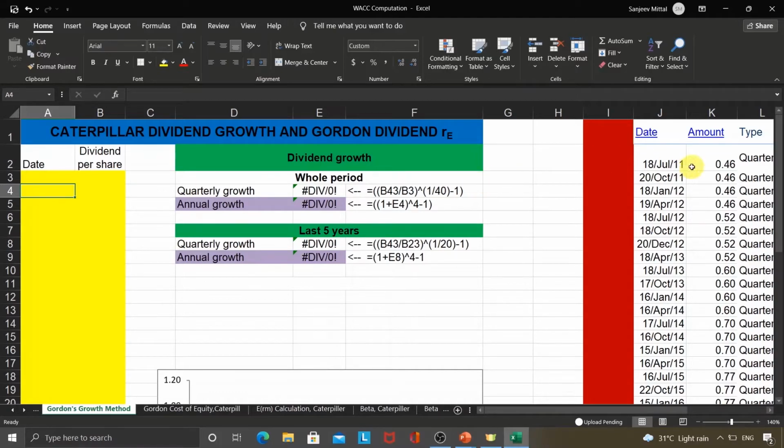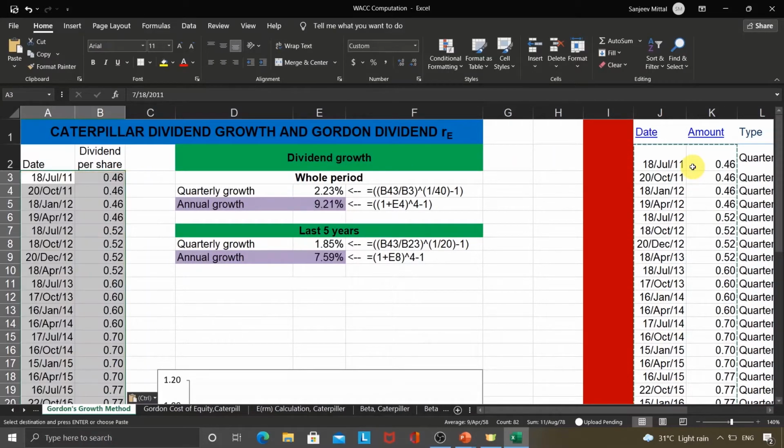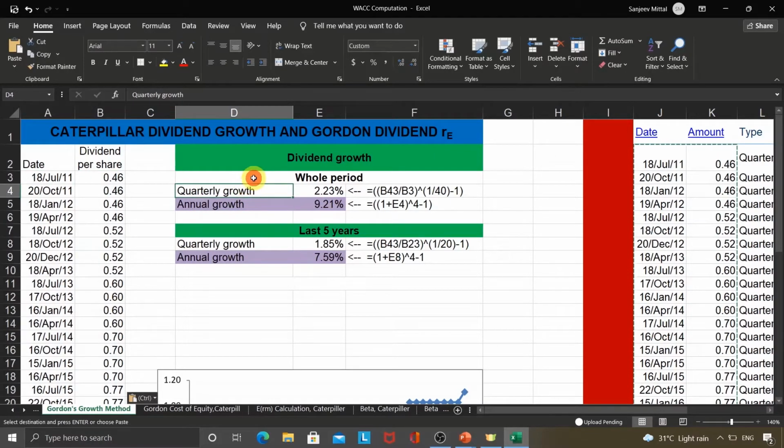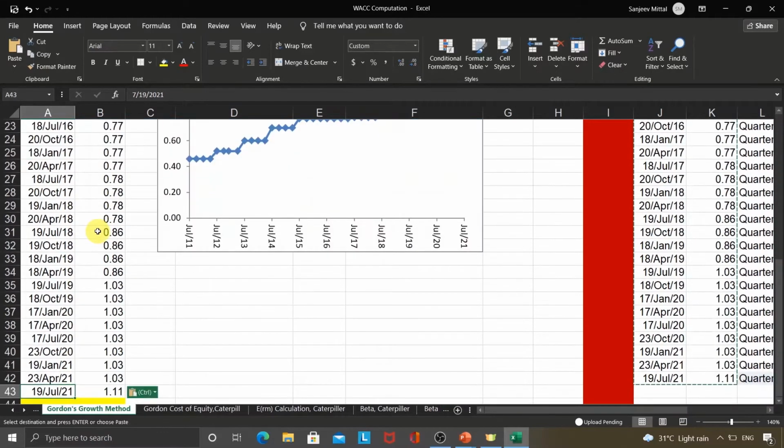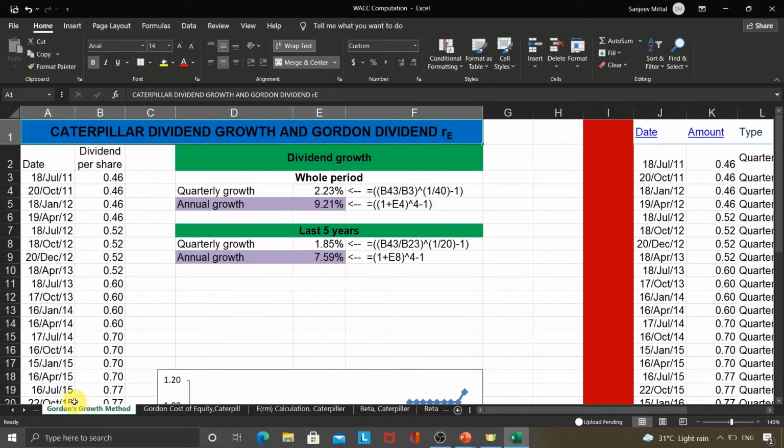So if I take the details of our date and the amount of dividend, and I paste these details here, we get our growth rates here. Now, how I have calculated these growth rates is an important thing. If you see, our whole period includes the details from July 2011 to July 2021. So this is a period of 10 years.